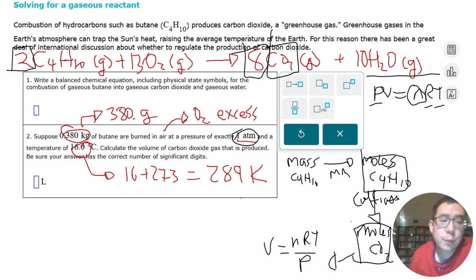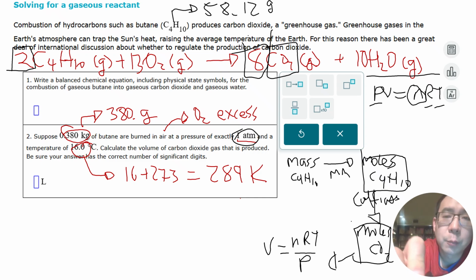Okay, so I need the molar mass of C4H10. At this point, you need to calculate the molar mass of butane. I'm going to cheat and look it up. The molar mass of butane is 58.12 grams per mole. Okay, so what am I going to do?